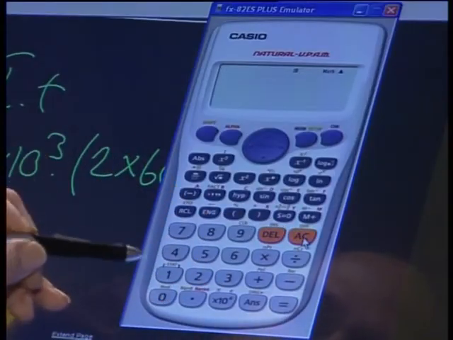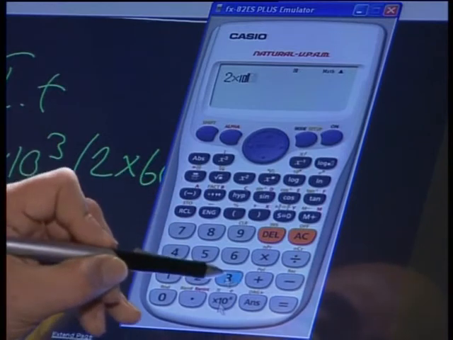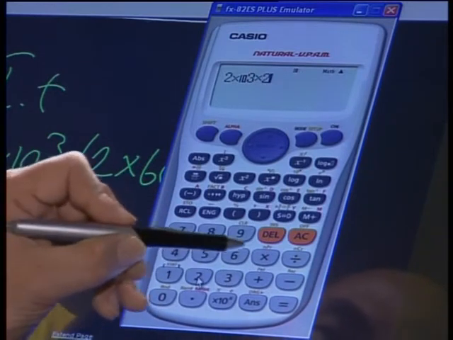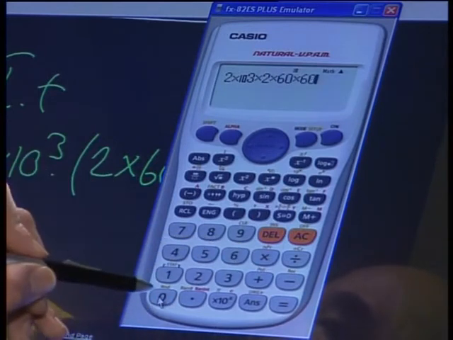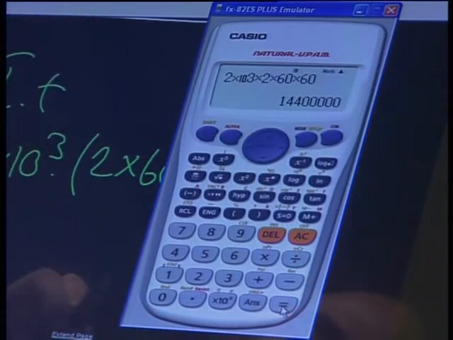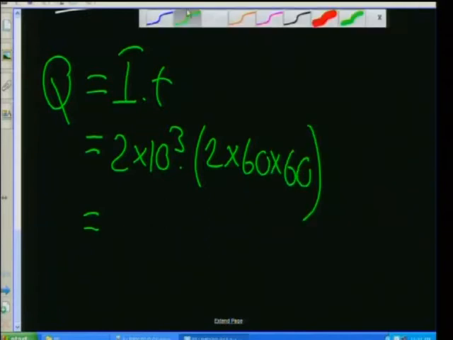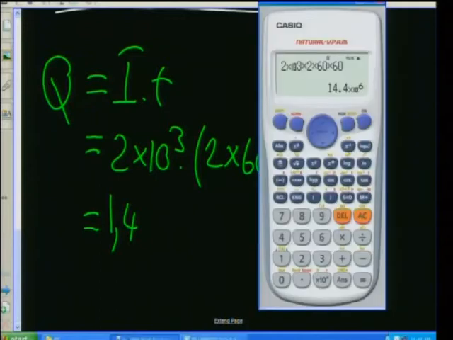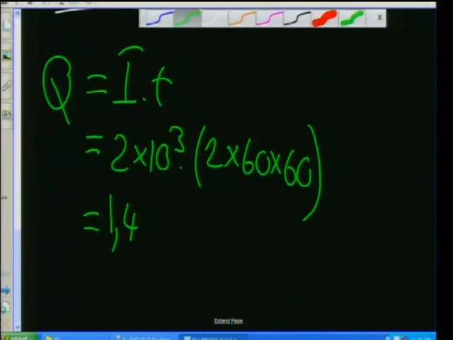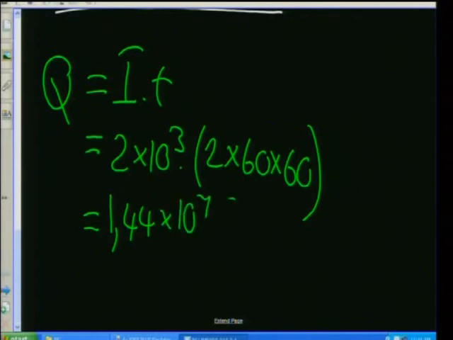Right, let's clear that. And we're going to say 2 exponent 3 multiplied by 2 hours times 60 minutes times 60 seconds. This gives me my total charge, which is 144. Okay, you got that? If I change it to engineering notation, it will give me 14 times 10 to the 6. In scientific notation, that would be 1,4 times 10 to the 7. So I'm going to write it in scientific notation, which is 1,4 times 10 to the 7 coulombs.